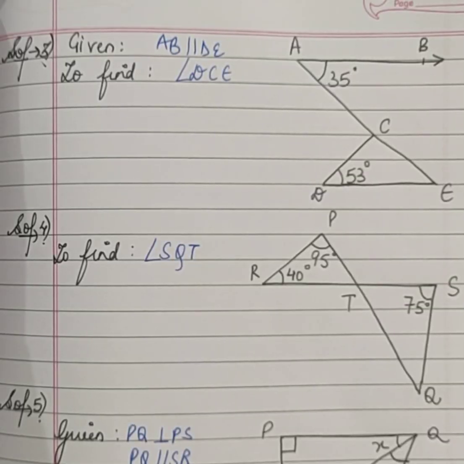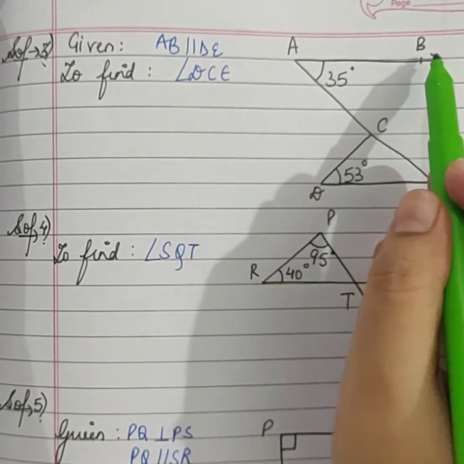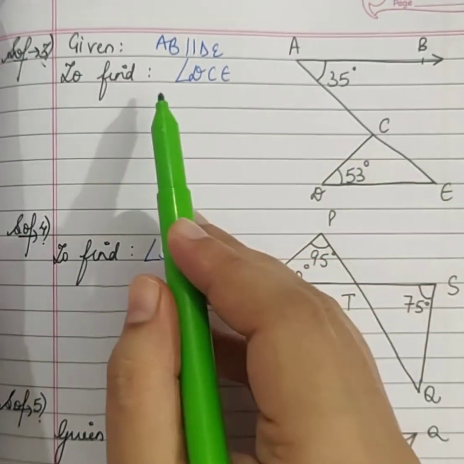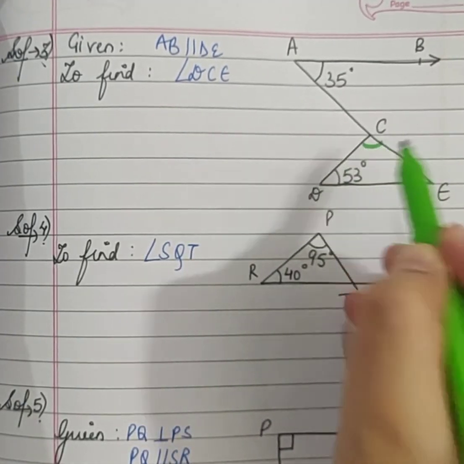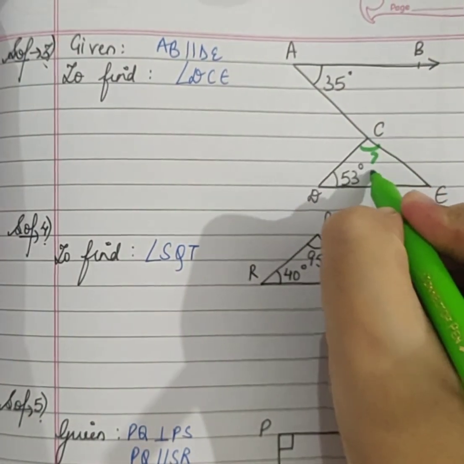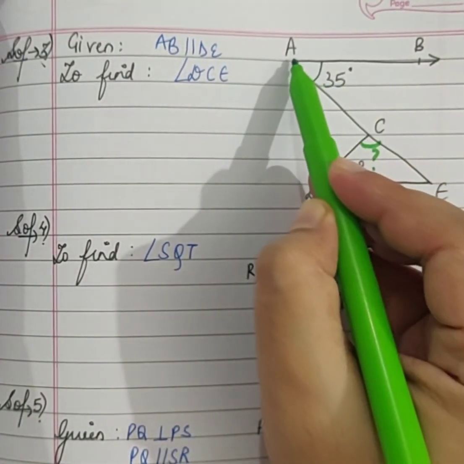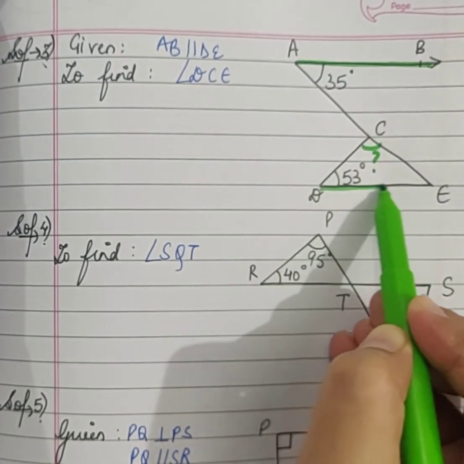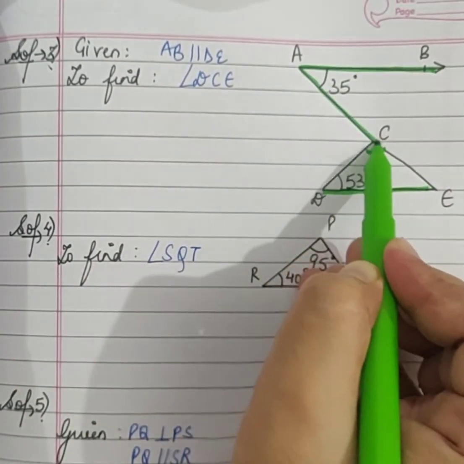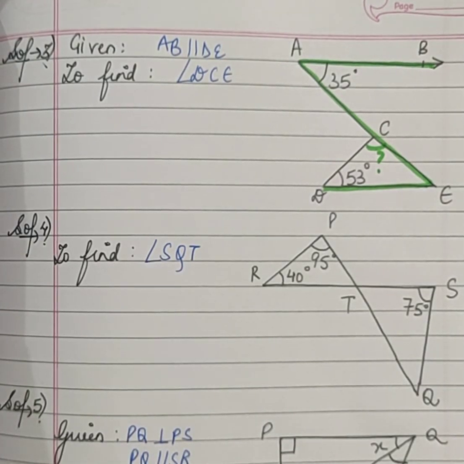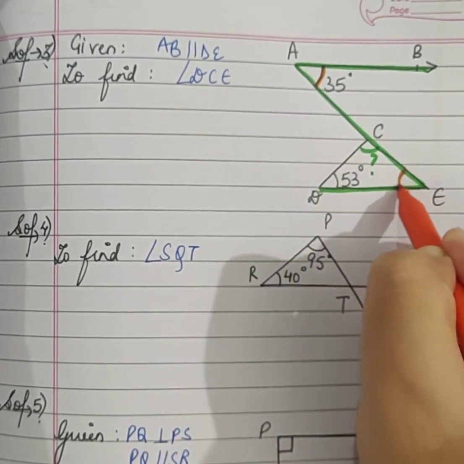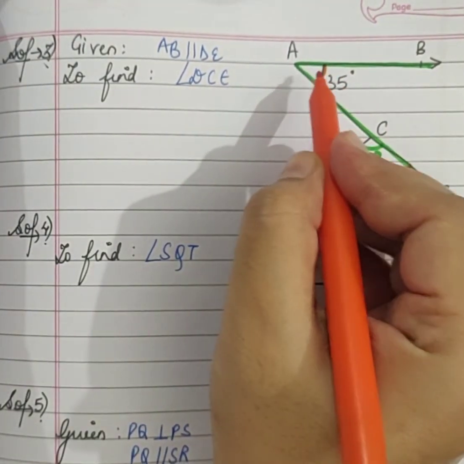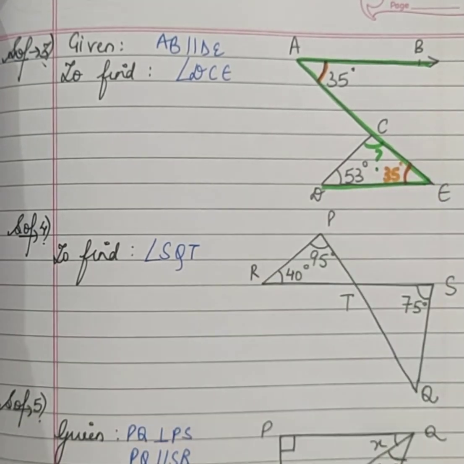Let's look at question number 3. This diagram is provided. We have been given AB and DE are parallel. We are supposed to find angle DCE. That means this angle, this angle we are supposed to find. Now see, these two lines are parallel. This is a transversal. That means alternate interior angles would be equal. So we can say this angle is equal to this angle. If this is 35, this will also be 35 degrees.